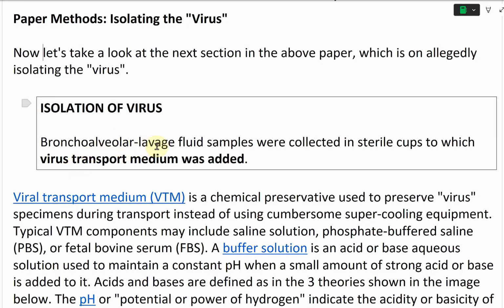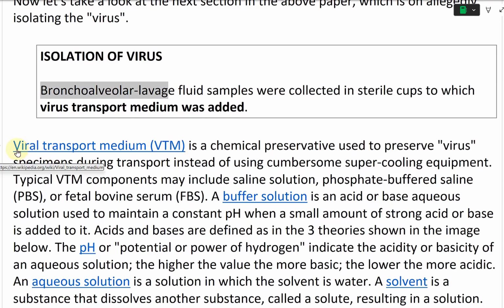bronchoalveolar lavage fluid samples were collected in sterile cups to which virus transport medium was added. Remember that this bronchoalveolar lavage fluid is where they just put a tube down the throat and put a fluid inside, and then extract that fluid and all the material inside in the lower respiratory tract. So they put this in sterile cups to which virus transport medium was added. And so virus or viral transport medium, VTM, is a chemical preservative used to preserve, quote, virus specimens during transport instead of using cumbersome supercooling equipment.